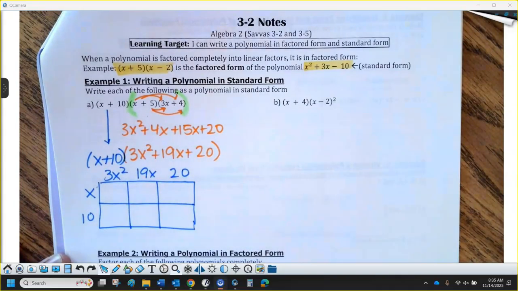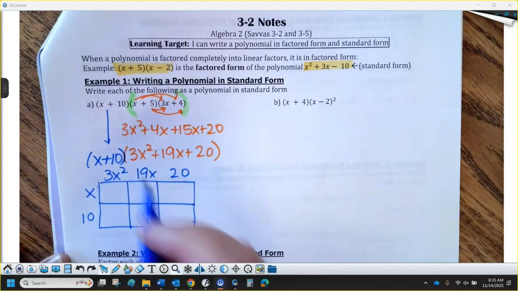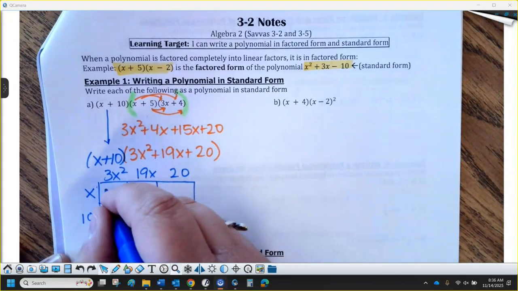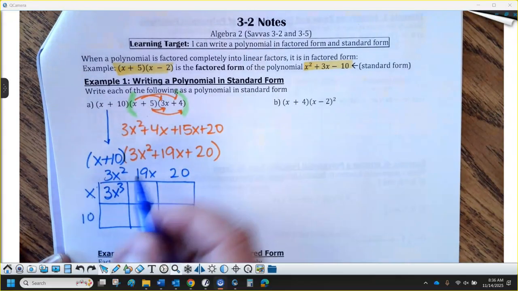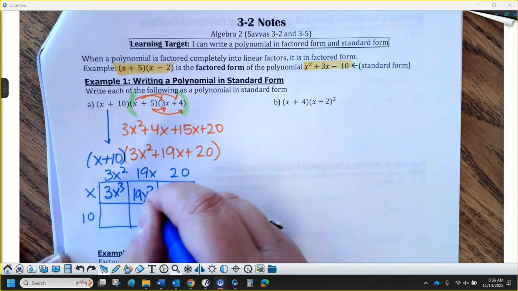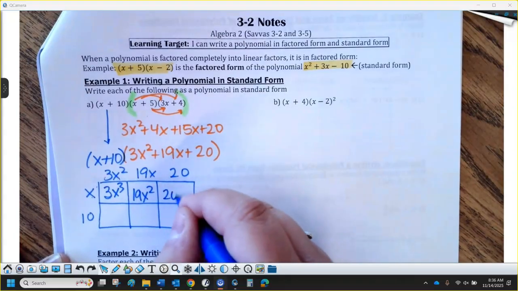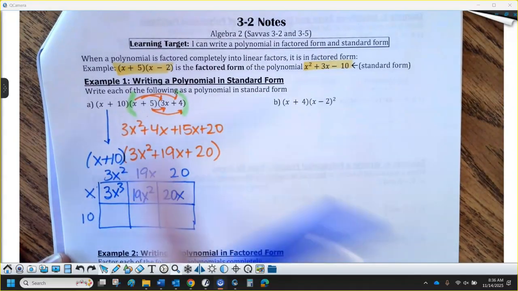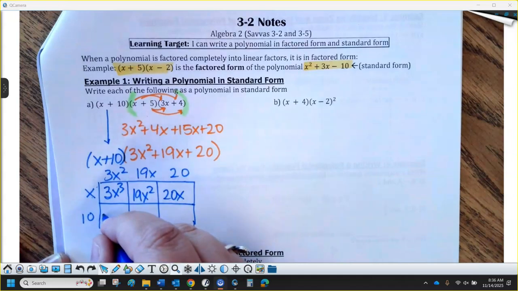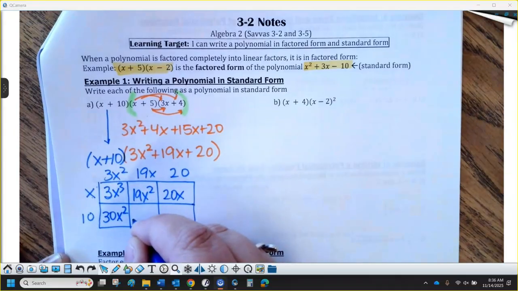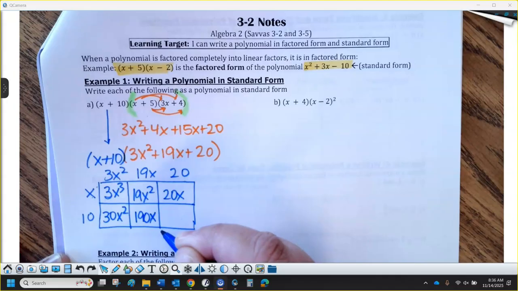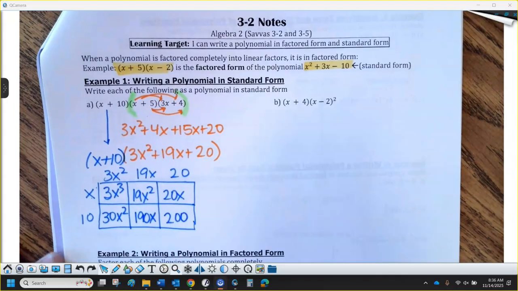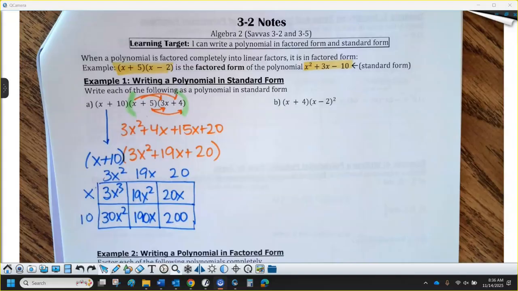So remember, if you do x times another x, you're going to add the exponents. So if I do x times 3x squared, that turns it into 3x to the third. It just adds an exponent. X times 19x gives you 19x squared. X times 20 just gives you 20x. And then I'm going to go through and multiply everybody on top there by 10. If you're doing the FOIL, you should get the same thing. This would be 30x squared, 190x, and 200.